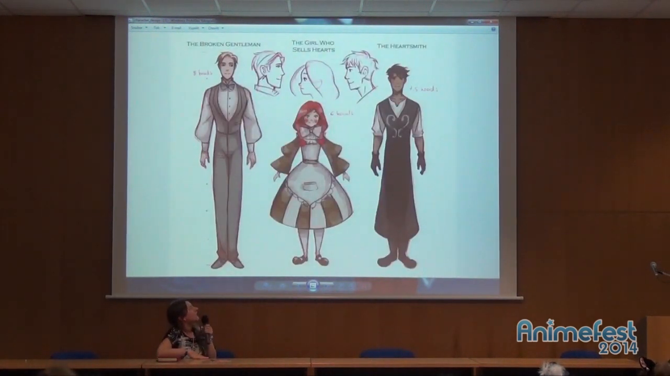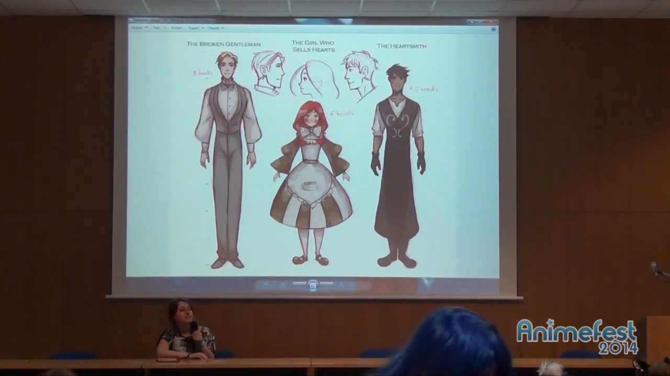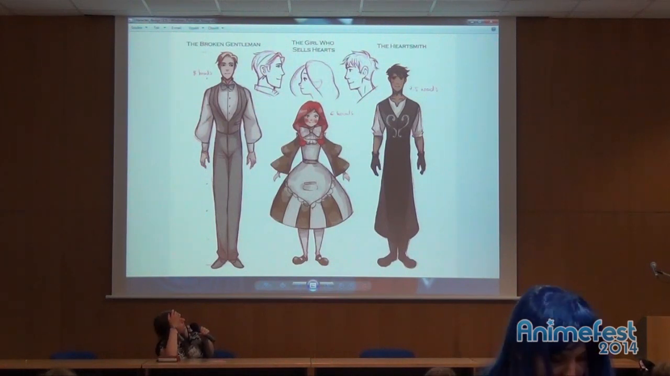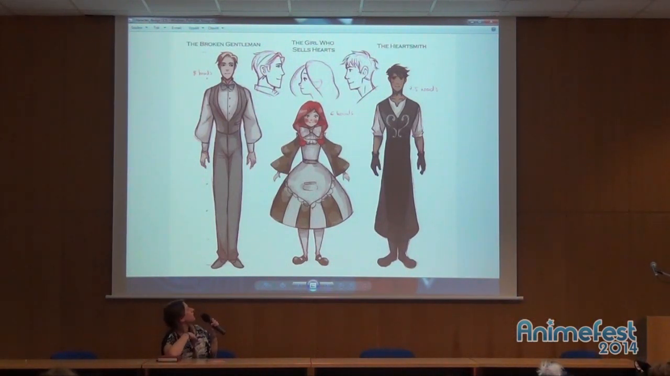These are first designs of my characters for my newest comic, Hearts for Sale. It's this one. You can buy it, if you like, for 300 crowns. Yeah. And these are the first characters. I changed a little bit. For example, the girl became more red. Her dress is now more red. Yeah, it's completely red, almost.